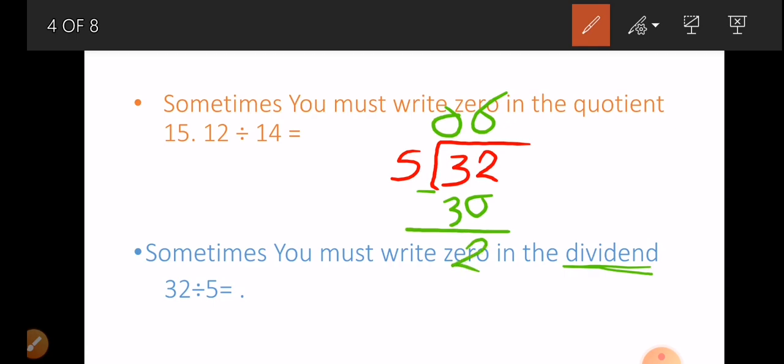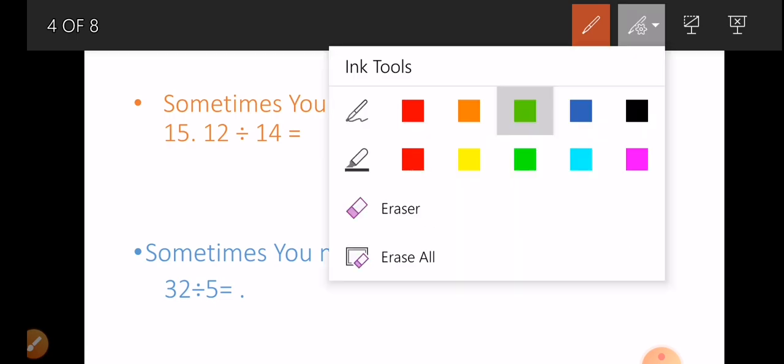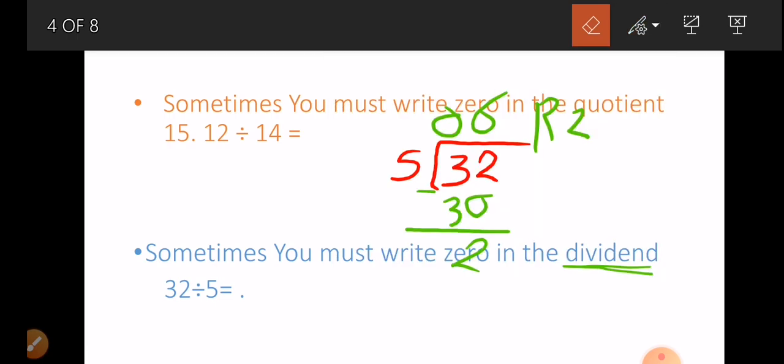Did I finish? Yes. As you learned before, until this step you have to stop, then you have to take the 2 as a remainder here, and I'm writing remainder 2. This is what you learned before, yes? But today, because I took the decimal, I can complete dividing. So I will erase this, and I will complete my division.